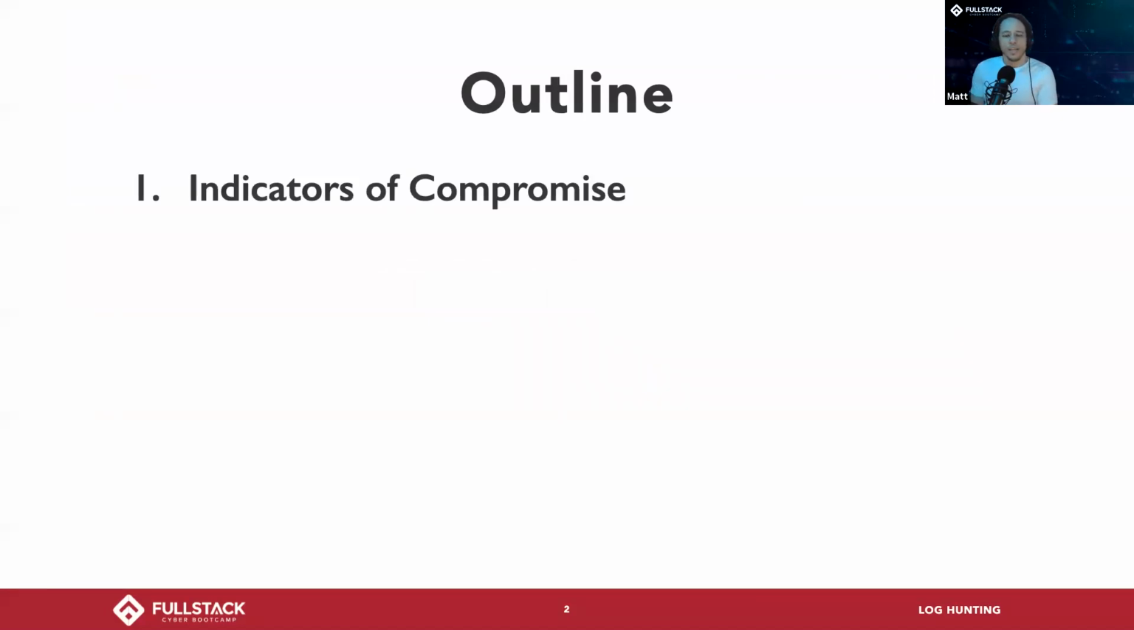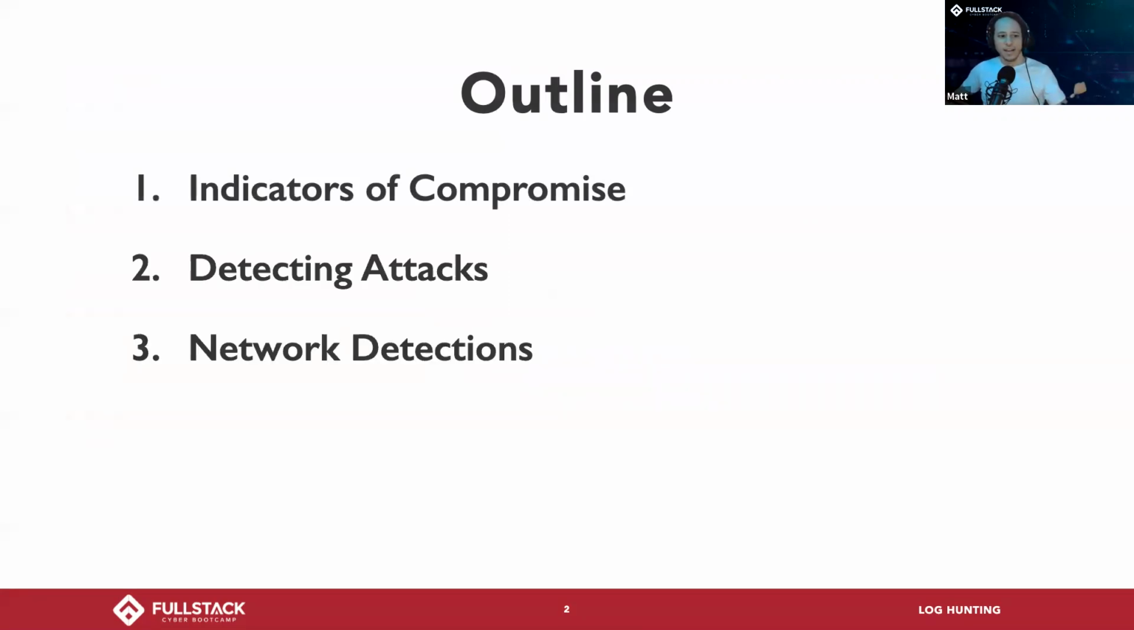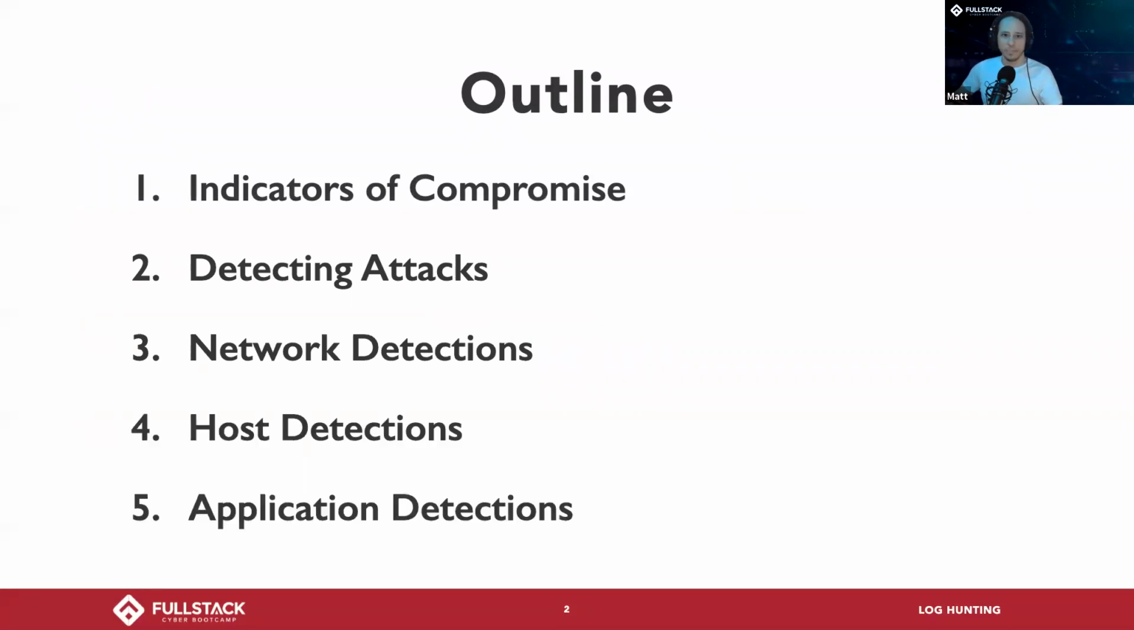We're going to talk about indicators of compromise. What are they? What do they look like? How do we find them? How do we detect attacks? And this will really be subcategories of network detections, host detections, and application detections. So essentially different forms of logs that we're going to be looking at.